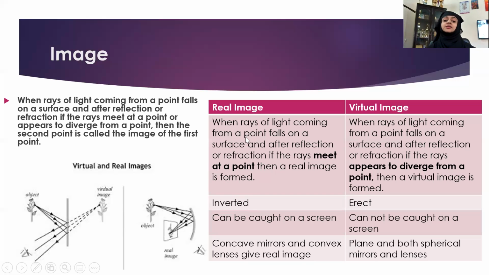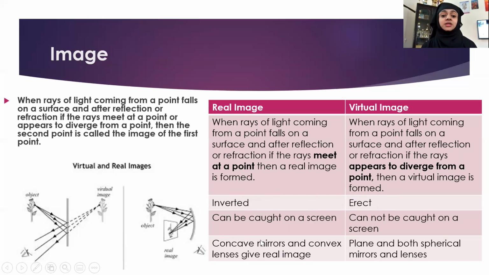Now, real images will be inverted in nature. Now you can guess, when we look at a mirror, what is the kind of image we see? Do we see ourselves inverted? No, we see ourselves erect, upright. So what we see is a virtual image, not a real image. When we see ourselves, what we are seeing is a virtual image of ourselves. So it is erect, not inverted. Real images will be inverted, virtual images will be erect or upright.